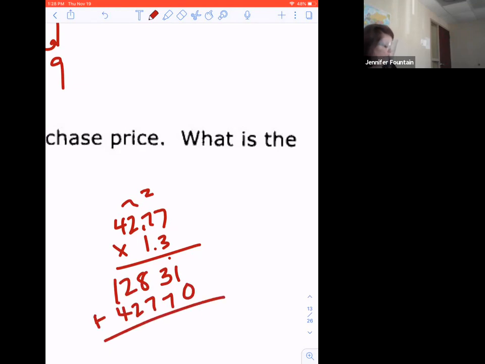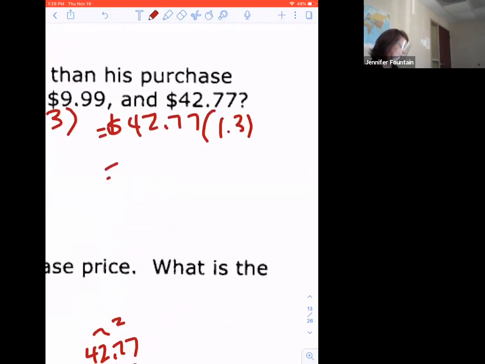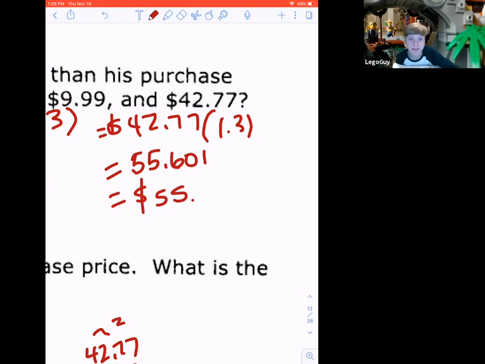Add them up. 1 and 0 is 1. 3 and 7 is 10. Carry my 1. 7 and 8 is 15, plus 1 is 16. Carry my 1. 2 plus 2 is 4, plus 1 is 5. And 4 plus 1 is 5. I've got 3 decimal places in my problem, so I start from the right-hand side, move 1, 2, 3 to the left. So I've got 55.601. So if I'm rounding to the nearest cent, I'd have $55.60. Good.